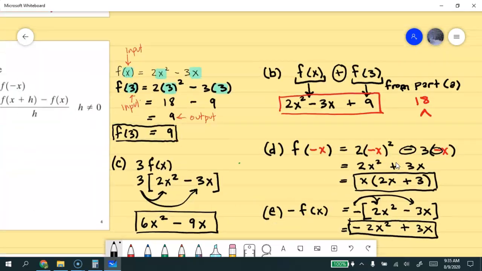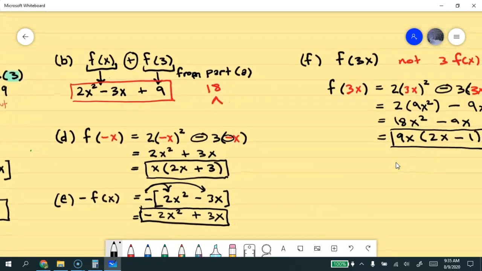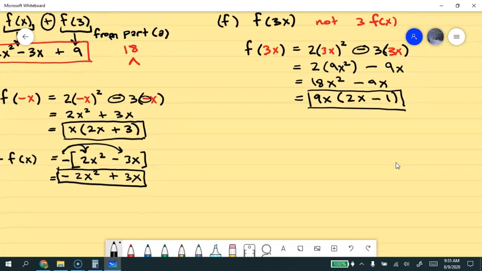All right. Letter G says f of x plus 3. So let's continue moving in the same vein.